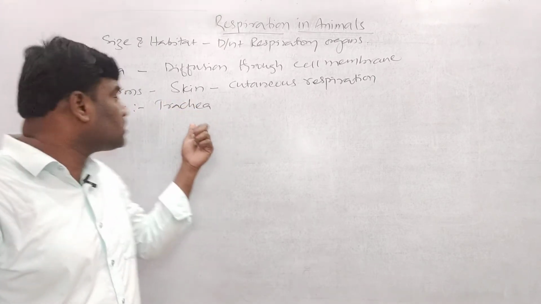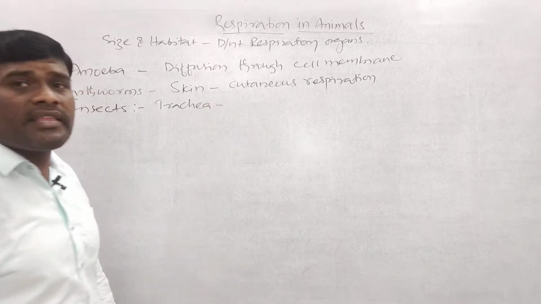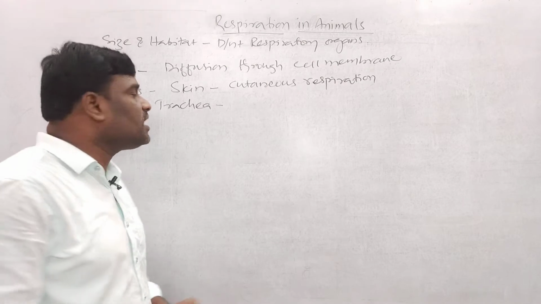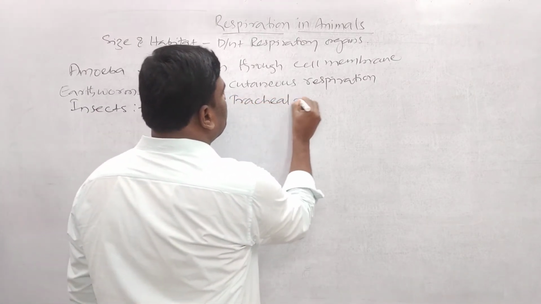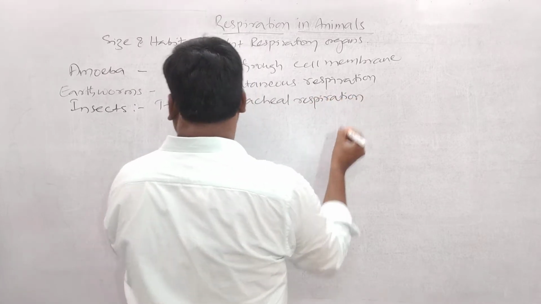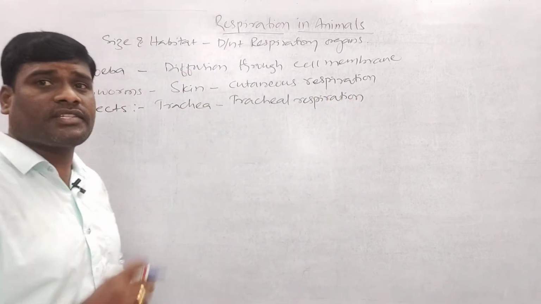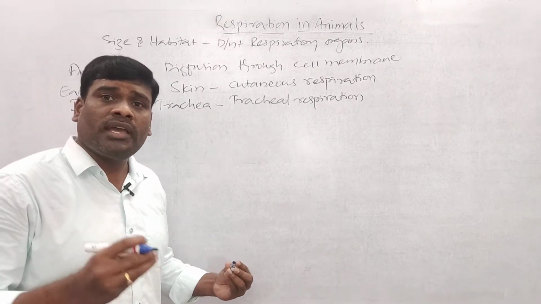Respiratory organs in insects. If the respiration is carried out by the trachea, then it is called tracheal respiration. Isn't it? So what are trachea? Trachea are small tube-like structures, children, which allow the air to pass through them.